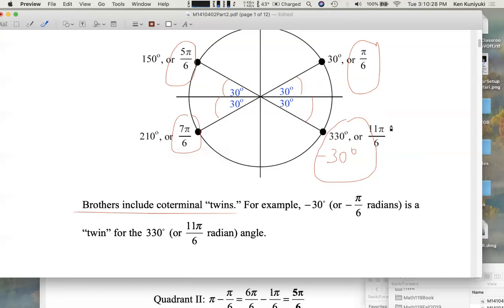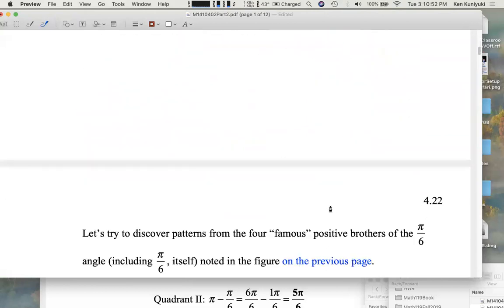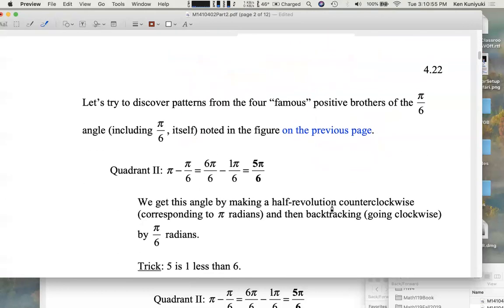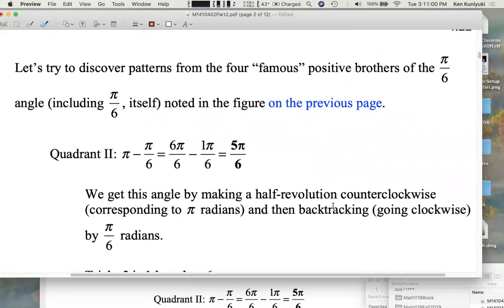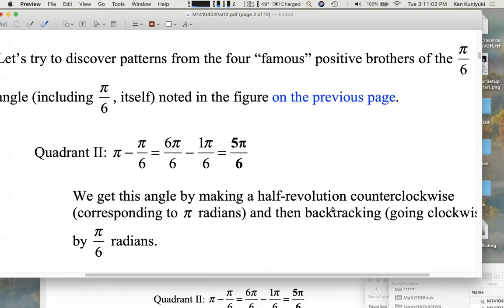What about the famous brother in quadrant 4? That's positive, because negative pi over 6 is also pretty famous. But the famous positive brother in quadrant 4 is 11 pi over 6. How is 11 related to 6? 11 is 1 less than 12. 11 is 1 less than twice 6. So those are shortcuts to get brother angles. And by the way, why does that make sense in the case of the pi over 6 family?